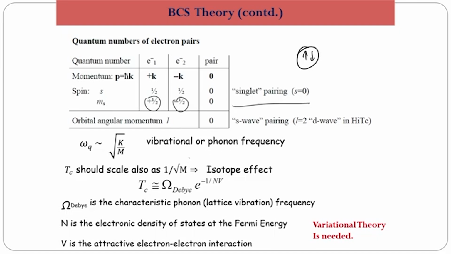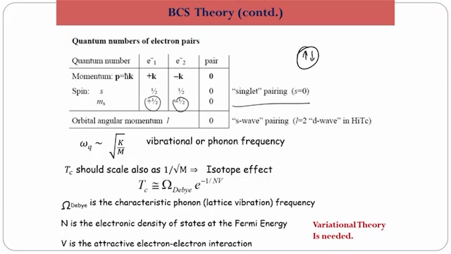And of course, this vibrational frequency, omega q, is root over k by m. We have seen this k over m, where k is the force constant, which is a model for a solid, where each atom or ion is connected to another atom or ion by a spring. So that's the energy or the angular frequency associated with this. So we have talked about the isotope effects, where Tc is actually proportional to the Debye frequency, and the Debye frequency is a characteristic phonon frequency and so on.